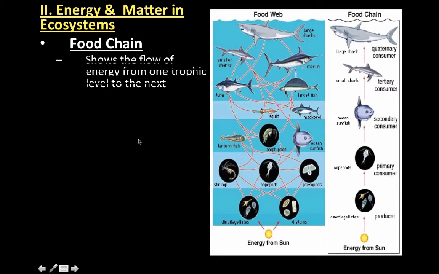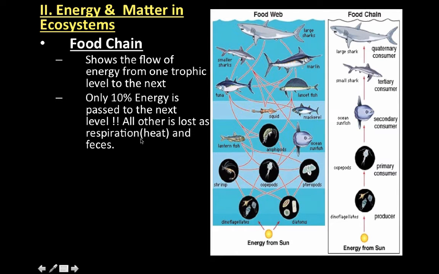The first thing we need to do is distinguish between food chains and food webs. I think this diagram does a really good job on the right. So we'll go over the main characteristics of food chains and some of the key things that you're going to have to know for the class. What does a food chain show? Well, it shows a flow of energy from one trophic level to the next.